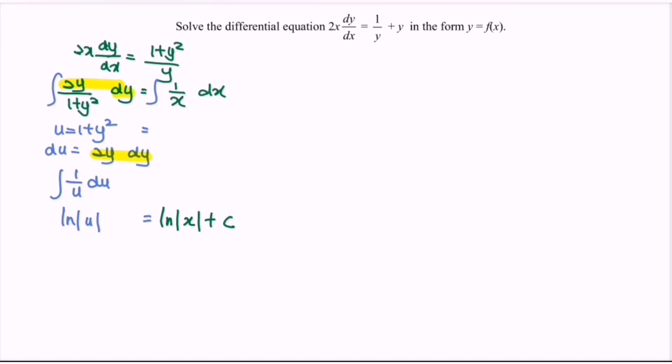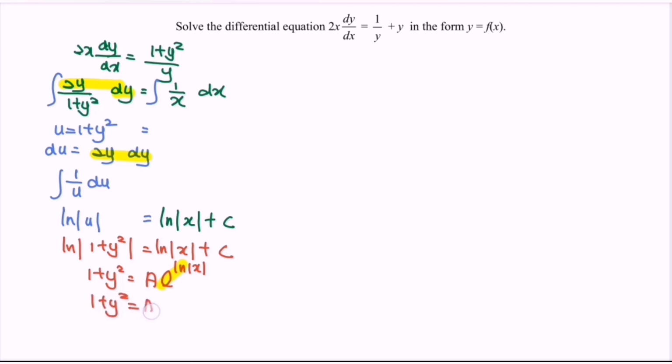So kindly substitute the u, where we have ln of 1 plus y squared equals ln x plus c. So 1 plus y squared is equal to the exponent of ln x plus c. If we simplify, it becomes a exponent ln x, so we will have the answer ax. So 1 plus y squared is equal to ax. We write again, where y squared is equal to ax minus 1. y is equal to plus or minus the square root of ax minus 1. So that will be the answer for this question.